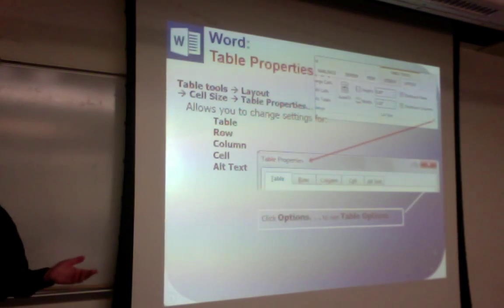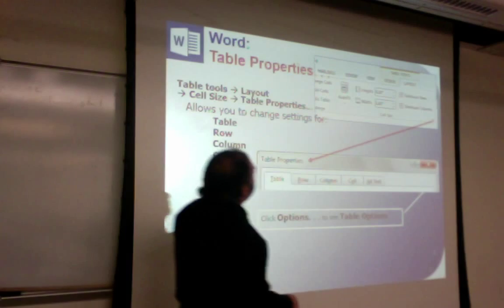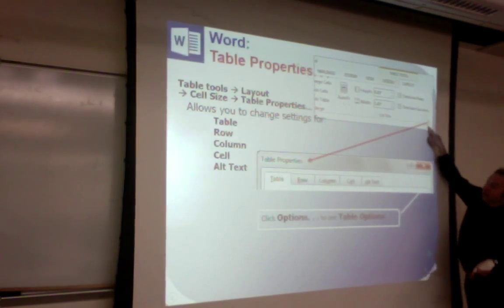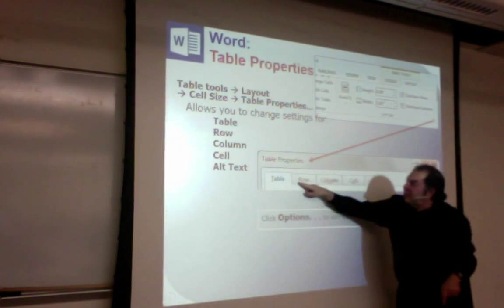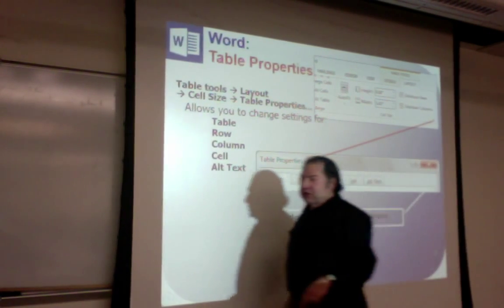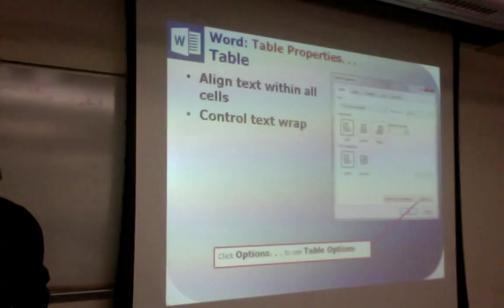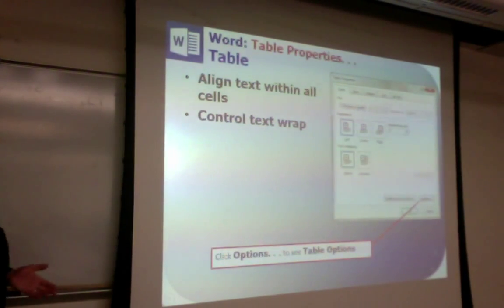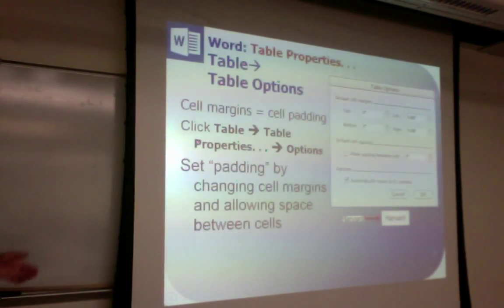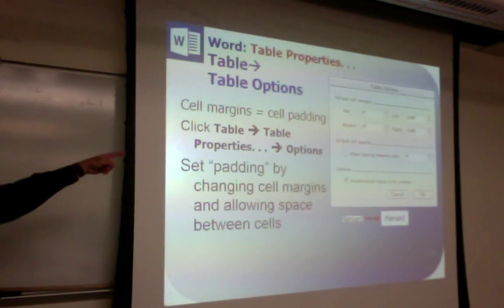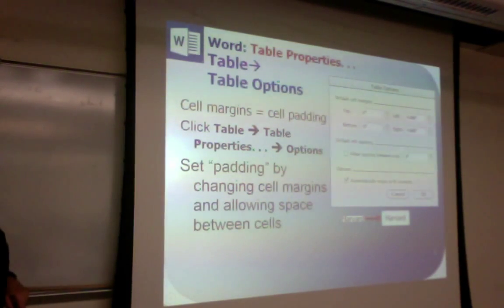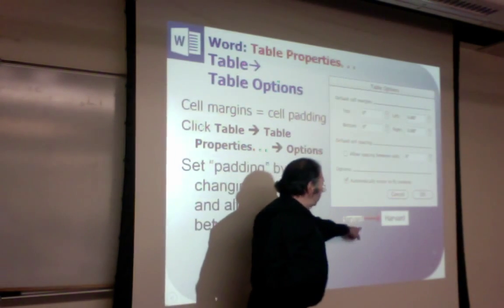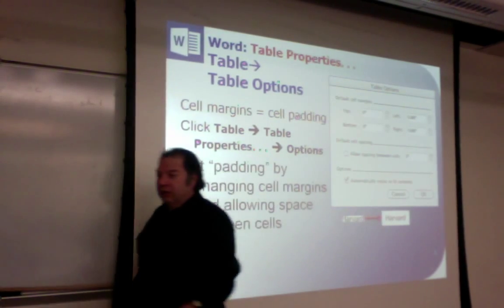And then there are table properties. If you have the table tools layout menu open over here under cell size, if you click on that little arrow down there, it'll open up all of these, and that will enable you to change the various properties. Okay? The first one is table, and you've got alignment of the table. And then the next one over there, this is the different options that you have. The cell margins is the same as cell padding. Okay? So you can see that if you just let the computer do it, you wind up with something like that. That's a lot easier to read.